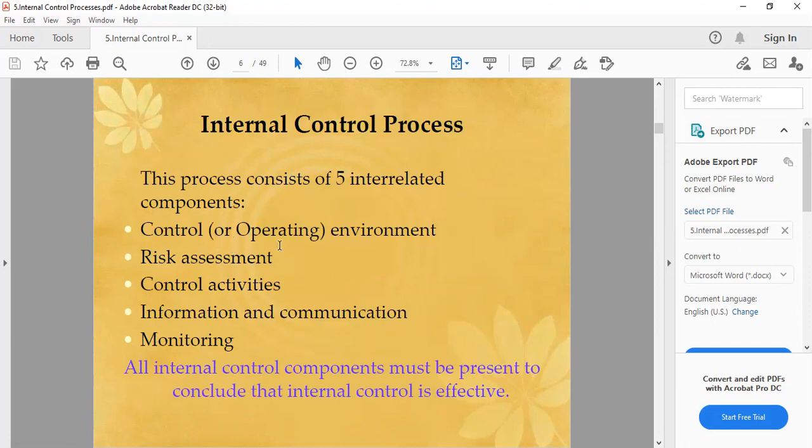So we have the control or operating environment. This serves as the tone at the top of the organization. Then risk assessment, and control activities, also known as control procedures. These are now our specific activities and tasks in the organization for internal control purposes. Then the information and communication, and how we monitor overall the other components. So we can say in this particular blue highlighted sentence that all of them should be present to conclude that the internal control is effective.